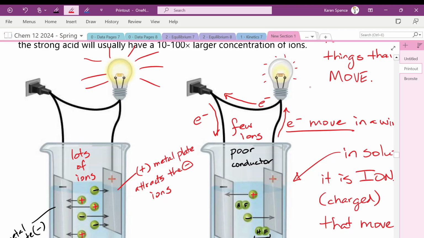Would you like to see this in action? Okay, we're going to take a look here at this. This is what we call a conductivity apparatus.